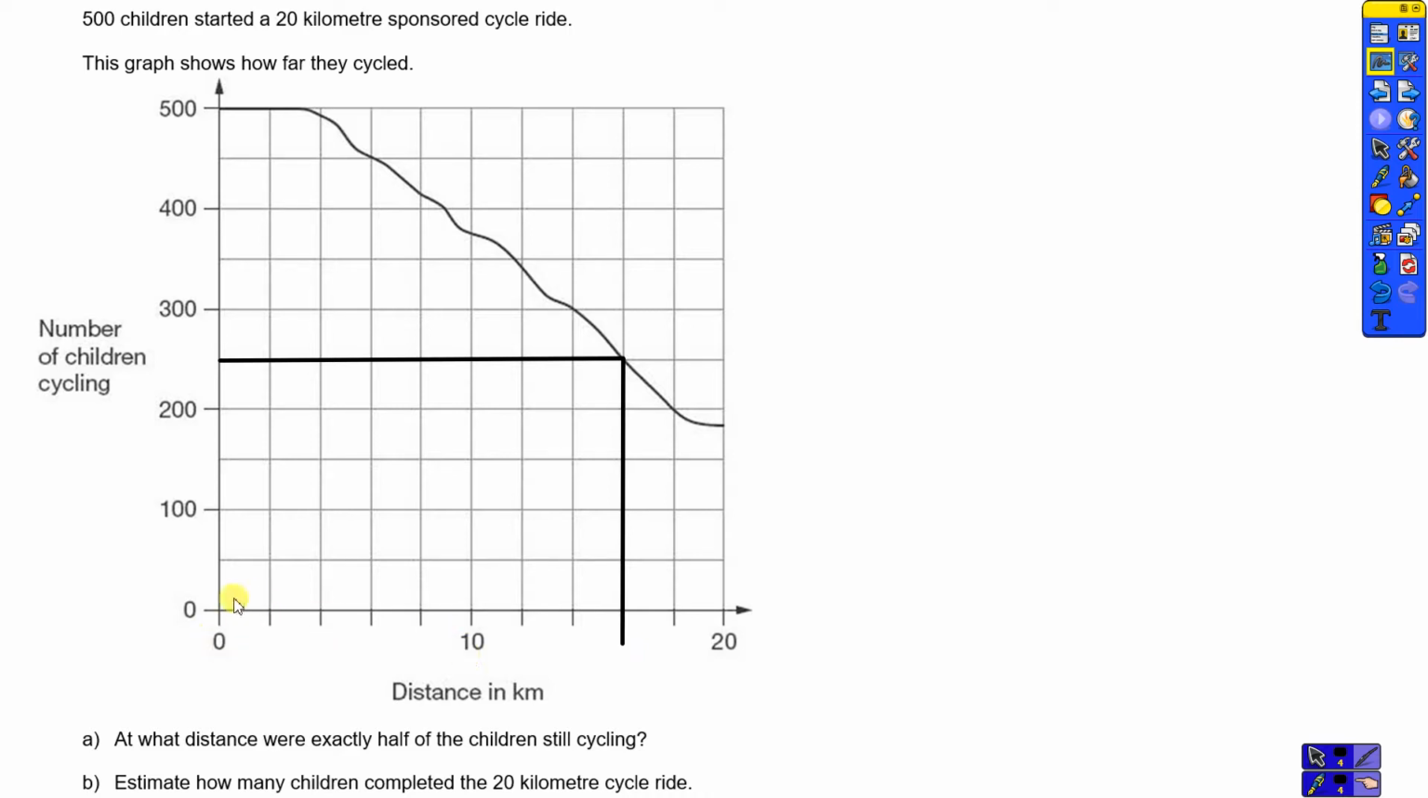Between 0 and 10, we have 1, 2, 3, 4, 5 squares or 5 lines. And 10 divided by 5 is 2. So each square counts for 2 kilometres. So we can count up 2, 4, 6, 8, 10, 12, 14, 16. So half of the children were still cycling at 16 kilometres.